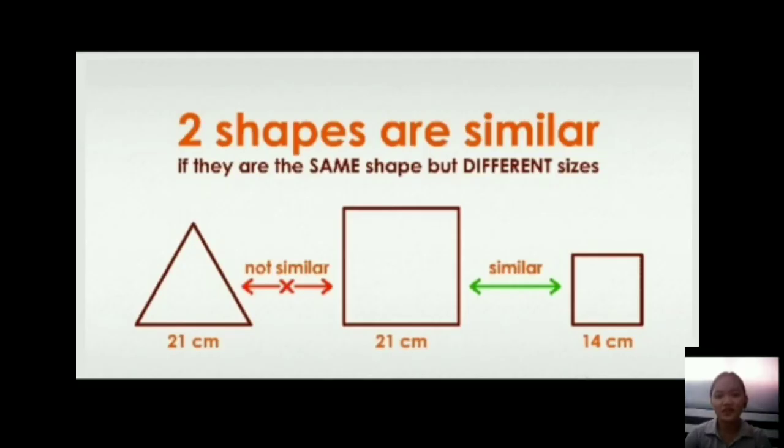So in our first slide, we discussed what a similar triangle is. And now let's see what kind of shapes we can define as similar. In geometry, two shapes are similar if they have the same shape but different sizes. As we can see in our presentation, we could have a square with sides 21 cm and another square with sides 14 cm, and we can call them similar because they have the same shape but different sizes. If we compare an equilateral triangle with sides 21 cm on our left side and the square with sides 14 cm, they would not be similar because they are different in shape.